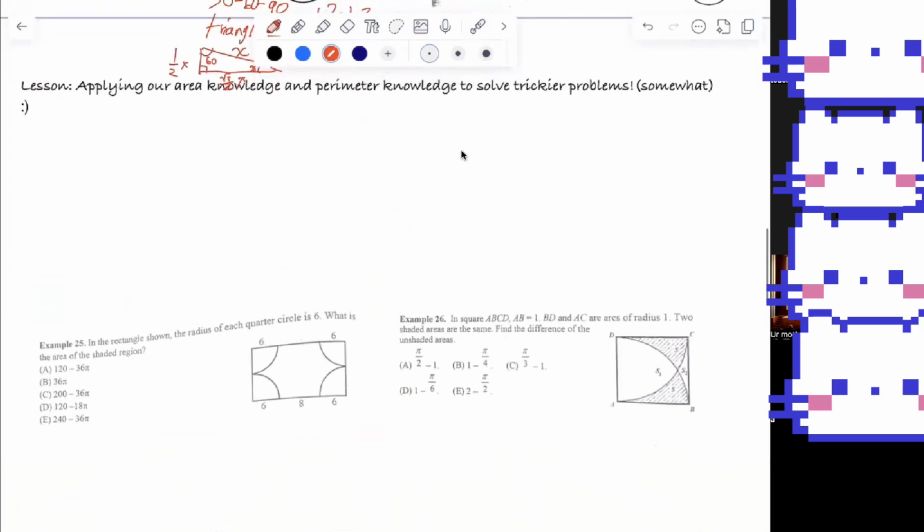So today's lesson is going to be applying our area knowledge and perimeter knowledge to solve trickier problems. Well, somewhat. And this one, we can just give it a go and we'll see. And there's a smiling face.